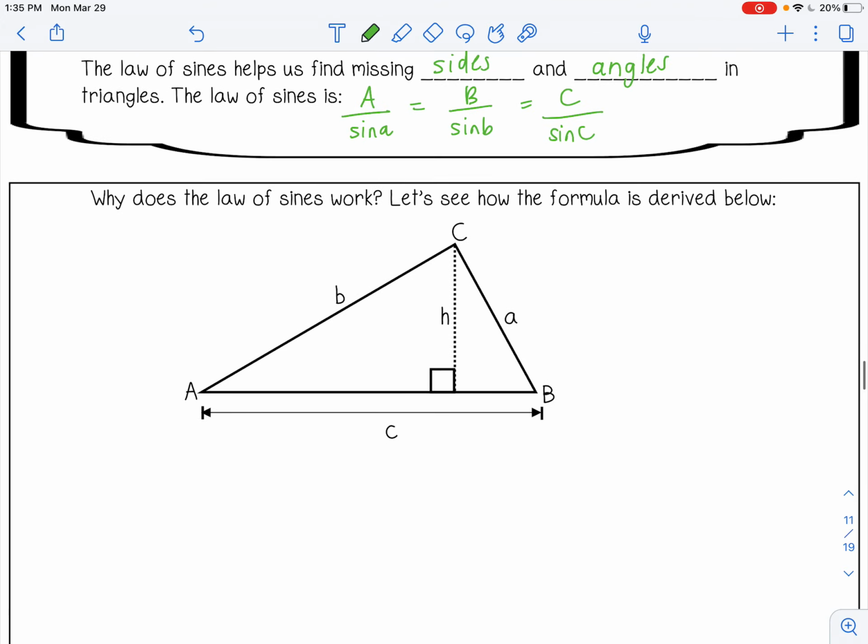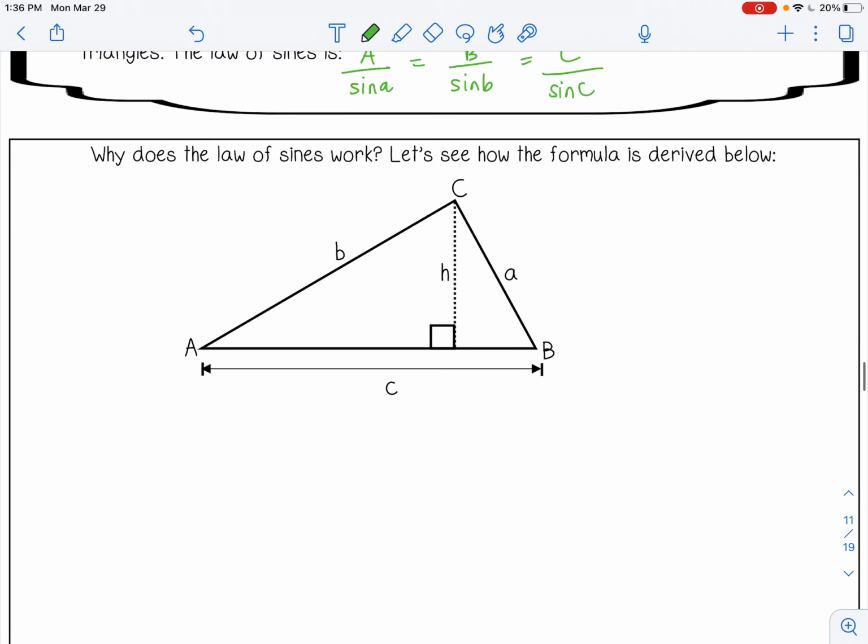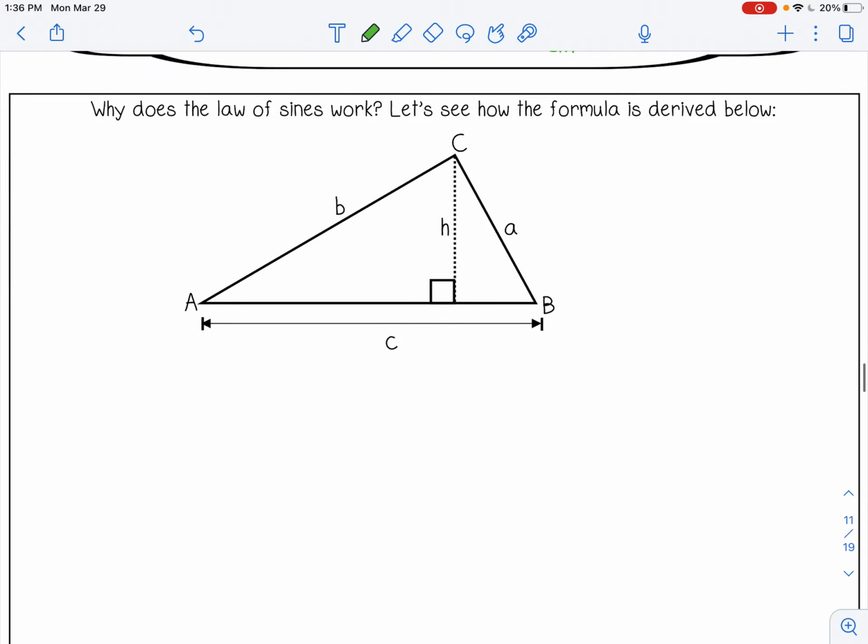All right, so why does the law of sines work? Let's see how the formula is derived. So I have an oblique triangle here that I have split into two right triangles using a height, or altitude, here, h. So I want us to look at these two right triangles individually. So look at the larger one here.